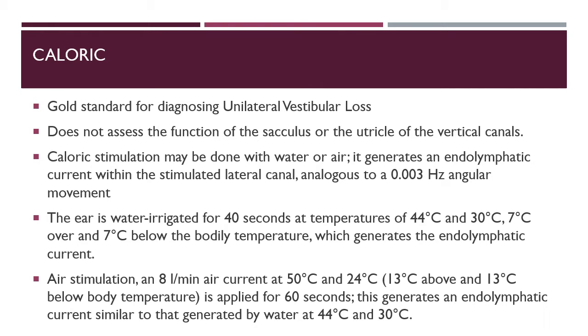For many years, this caloric test has been used for the assessment of the VOR function of the horizontal semicircular canal by using a non-physiological stimulus in a frequency ranging from 0.002 to 0.004 Hz, or low frequency movement. It is also known as the gold standard test used for diagnosing unilateral vestibular loss. It also does not assess the function of the saccule or the utricle or the vertical canals. So it is only used to assess the lateral semicircular canal, same as the rotating chair test.